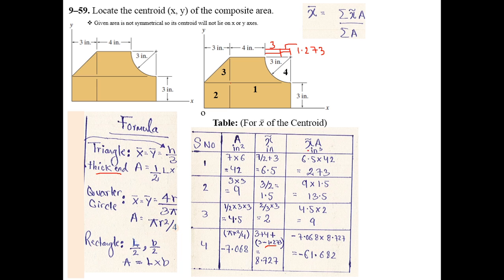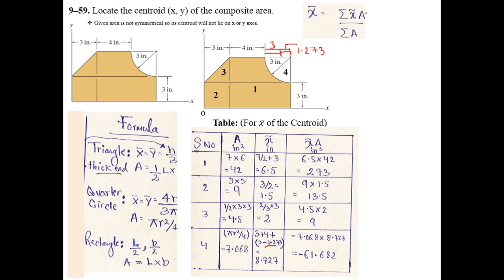Now the last column is the product of these two columns. So 42 into 6.5 gives you 273, 9 into 1.5 gives you 13.5, 4.5 into 2 gives you 9, and minus 7.068 into 8.727 gives you minus 61.682.